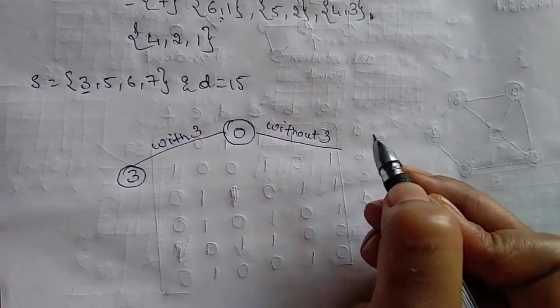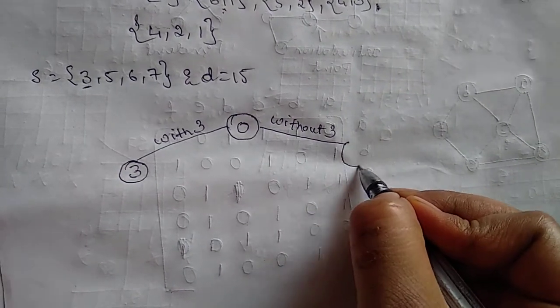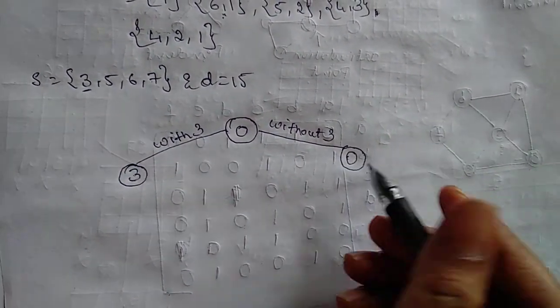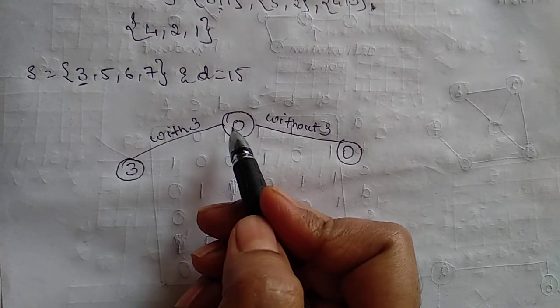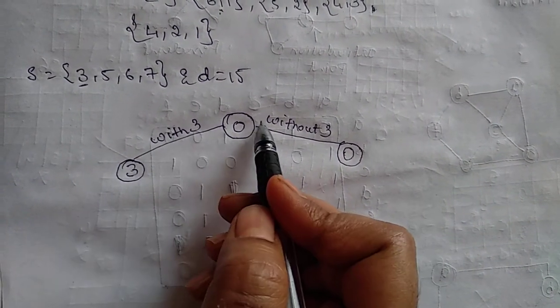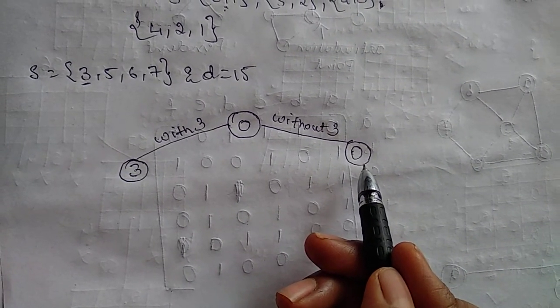Then without 3, I'm not adding anything. Inclusion and exclusion. Without adding, it will remain 0 itself. Without means I'm not adding anything. With means I'm adding 3. 0 plus 3 will give you 3. I'm not adding anything means again 0, you have to write it as it is.